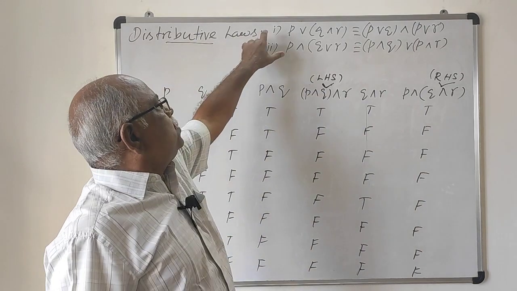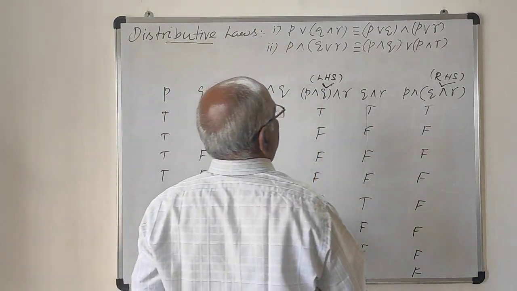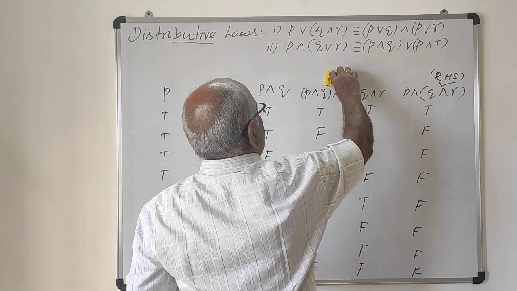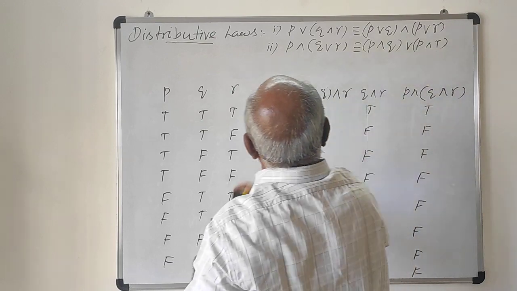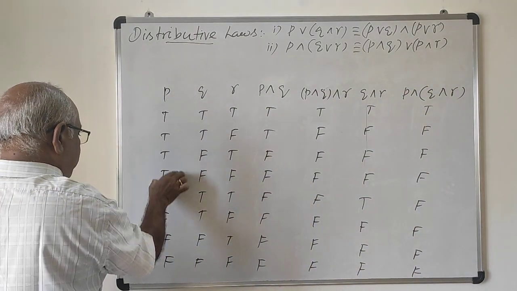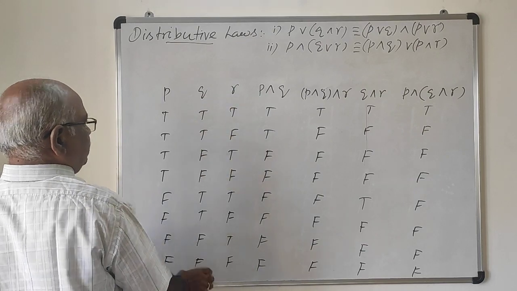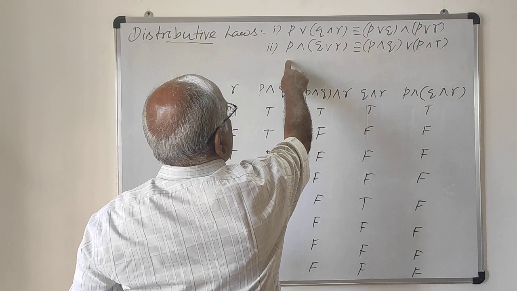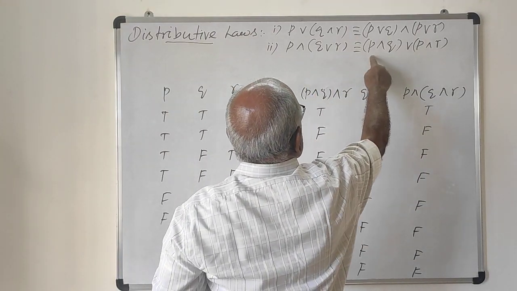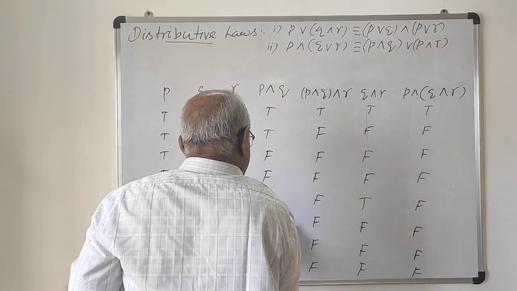Here also the first rule is derived in your book. I am going to derive the second rule. Second distributive law. For that also we have 3 columns. First column P consists of 4 T's and 4 F's. Q is 2 T's and 2 F's, and R is T and F alternately. We want P conjunction Q for the right hand side. Here is P conjunction Q.